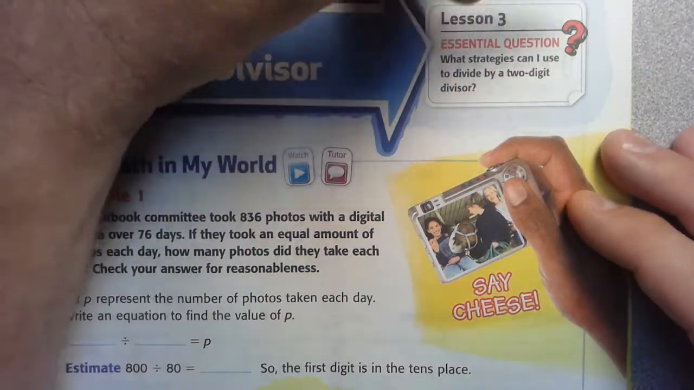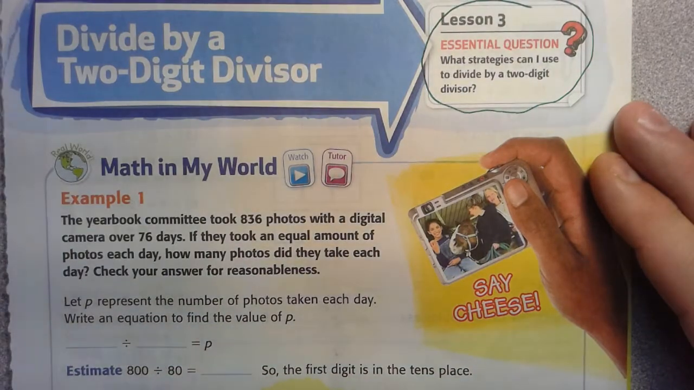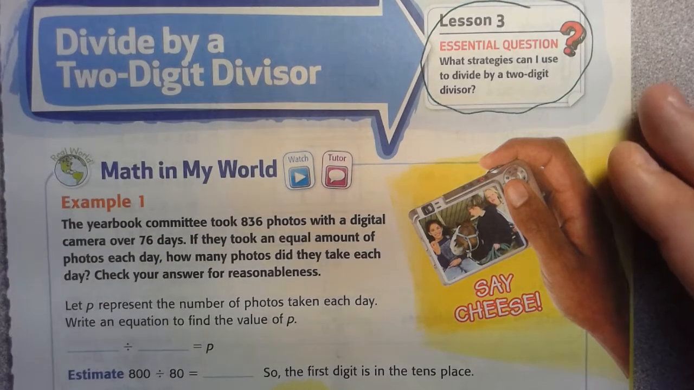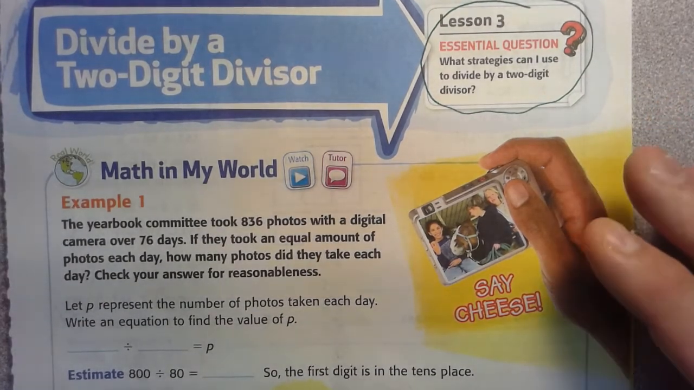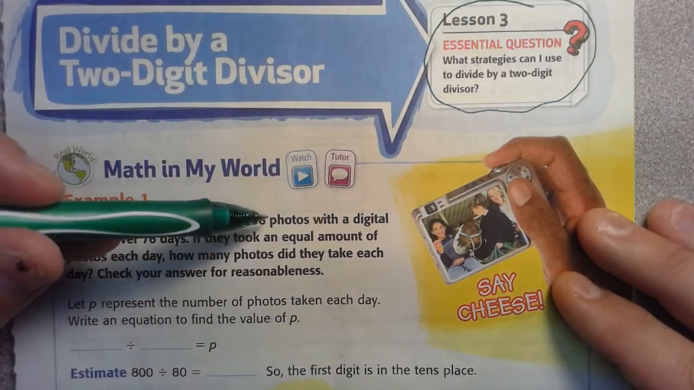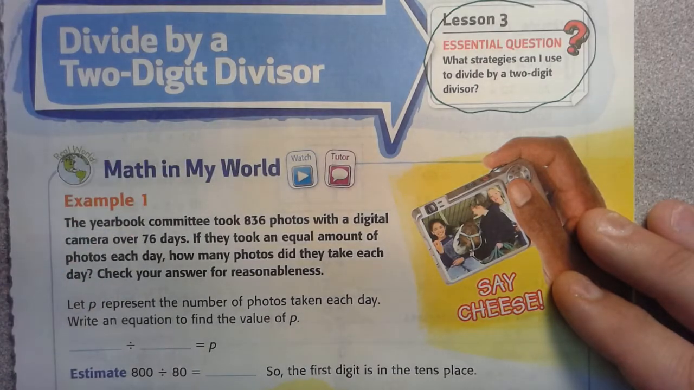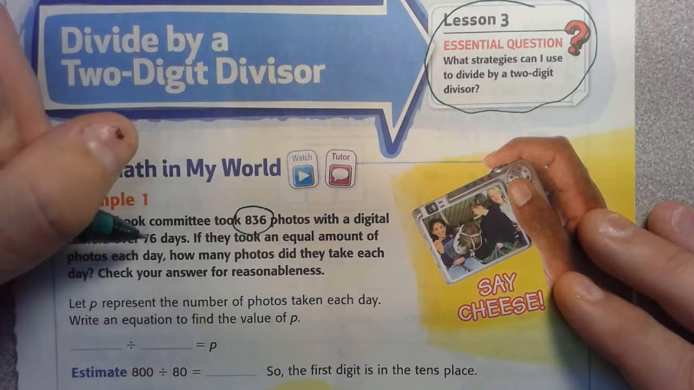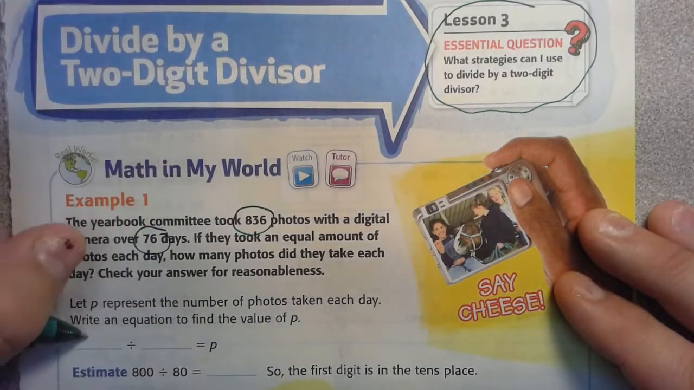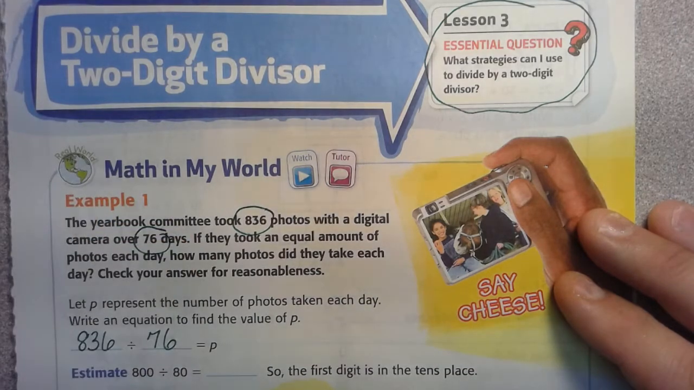Good. So the strategy again today, lesson 3. What strategies can I use to divide by a 2-digit divisor? So the yearbook committee took 836 photos with a digital camera over 76 days. My guess is I'm going to take this big number and divide it by the little number. So everybody write 836 right here and 76 right there.